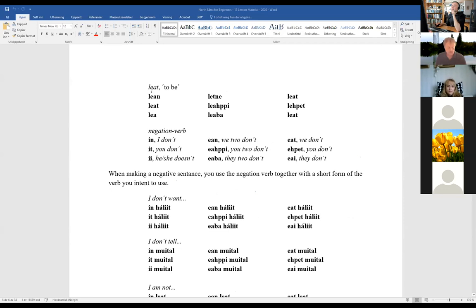Läht, to be. We already said this, like mon län Maret, I am Maret, or I am Ville, mon län Ville. Län, läht, lä. He is, she is, it is. Letne, mi letne, we two are. Lehpi, you two are. Lapa, they two are. Laht, we are, three or more people. Lehpet, you are. Lehpet mo studentatotne, you are our students today. Läht, they are.